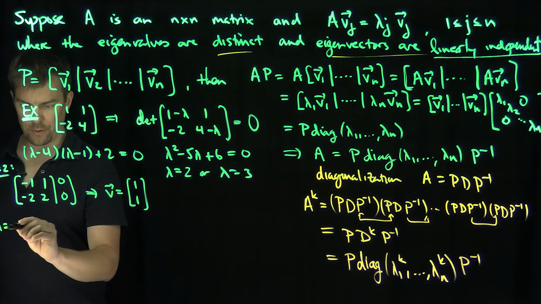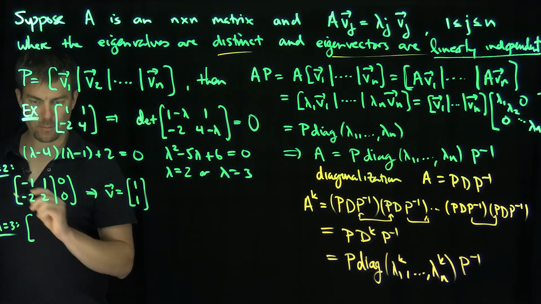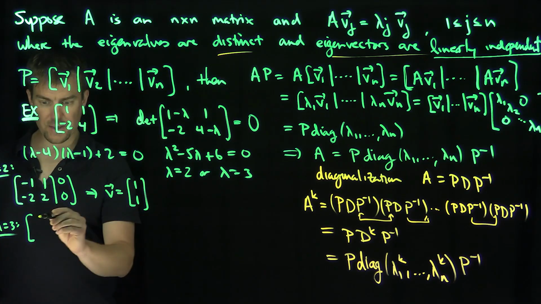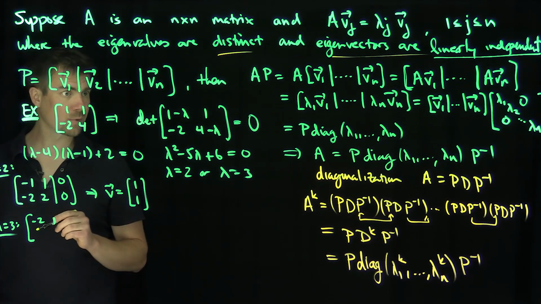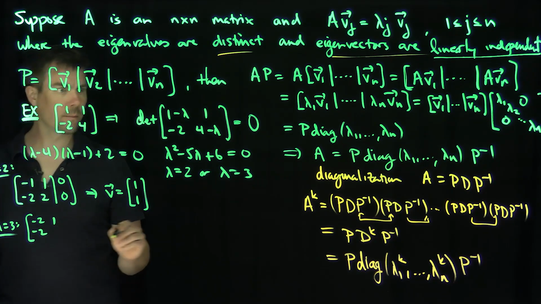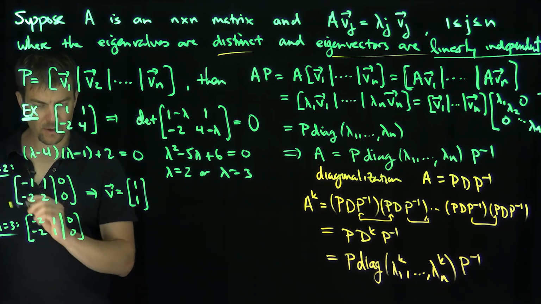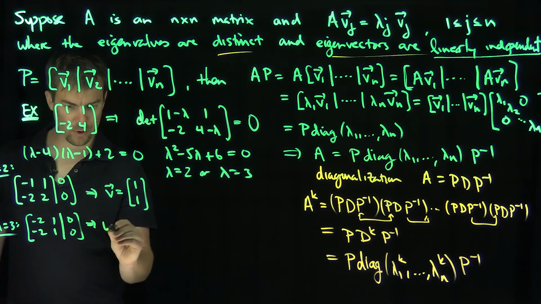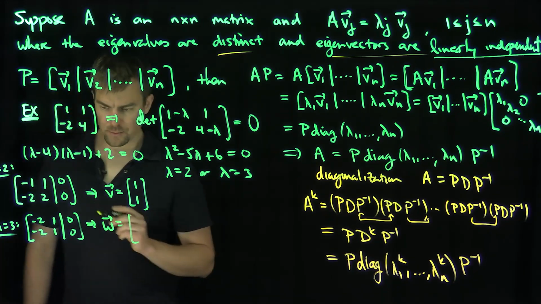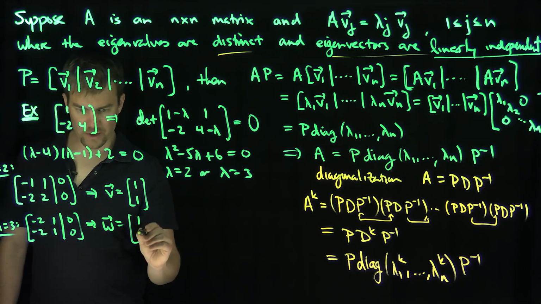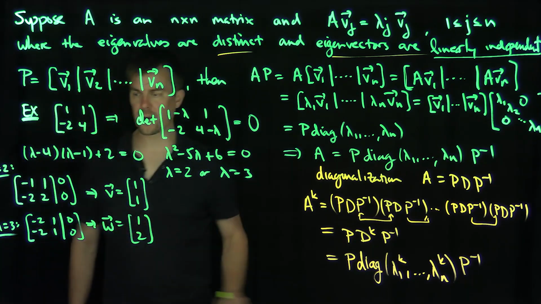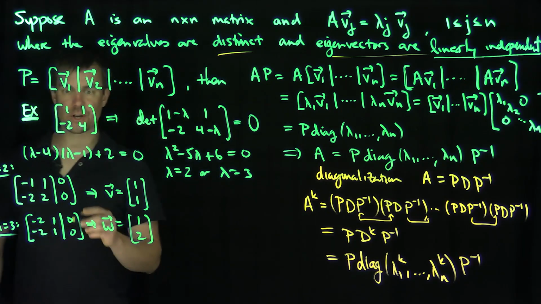And then when lambda is equal to 3, what's our problem going to give us? Our problem is going to give us a negative 2 and a 1, right? When I subtract off 3, I get negative 2, and I subtract off 3, I get a 1, and we augment with zeros here. And over here we see we can take a vector W to be probably just 1 and then a 2. That will work. Great.